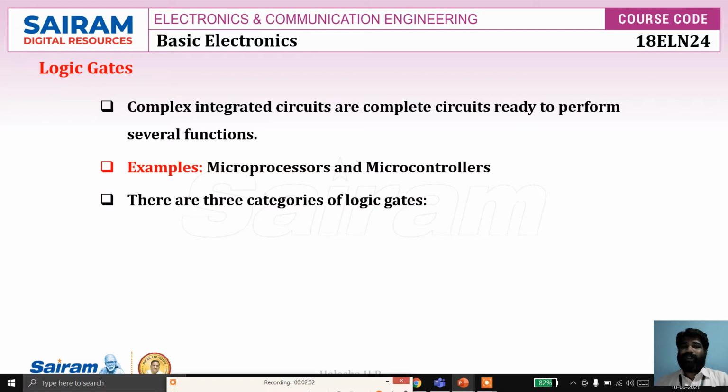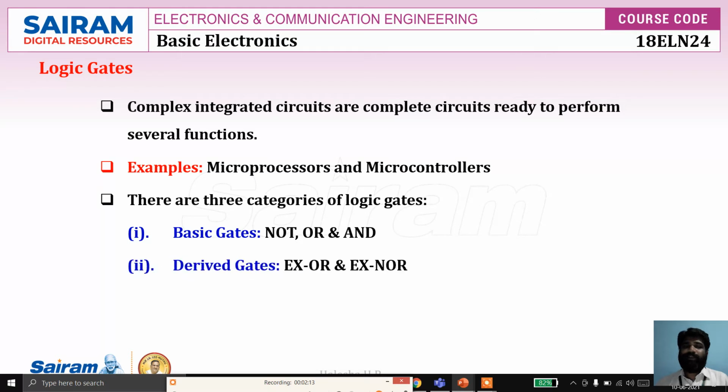There are three categories of logic gates. One category is basic gates: NOT, OR, and AND. The second is derived gates, in the sense that these gates are derived from the basic gates. They are XOR and XNOR, exclusive OR and exclusive NOR. And one more category, universal gates. This also comes under derived gates, but we specifically call them universal gates because using these gates other gates can be realized. All this I'm going to explain in this video.